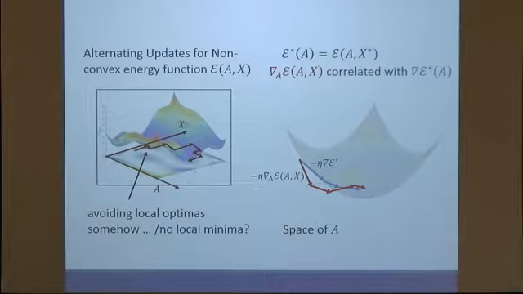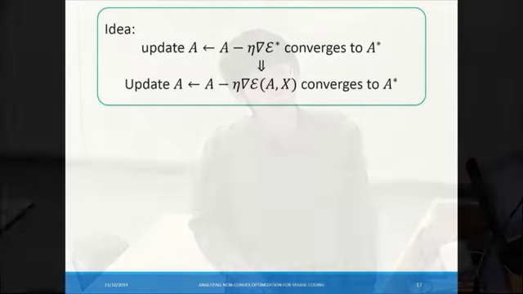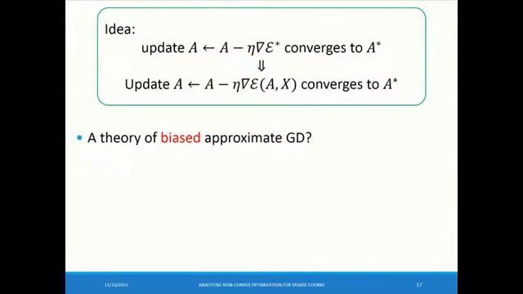But anyway, if you follow this blue arrow, then we are going to converge to global optimal. But what we have, this red arrow, is an approximation in some sense of the blue arrow. And we hope that this approximation doesn't hurt us too much, so even with the approximation, we can still do something good. So basically, this is the new perspective of this. Just to repeat the same thing, we are saying that this converges to A star, and we hope to show that this implies the one that we have converges to A star. So basically, we are asking whether we have a theory of, say, biased approximate gradient descent.